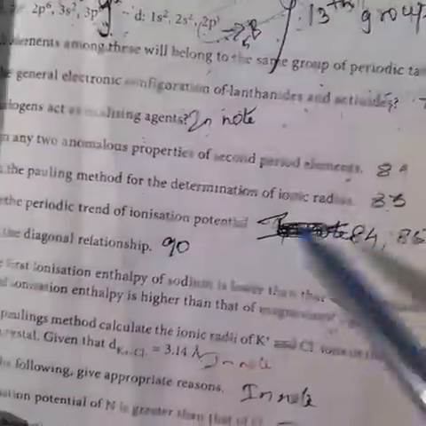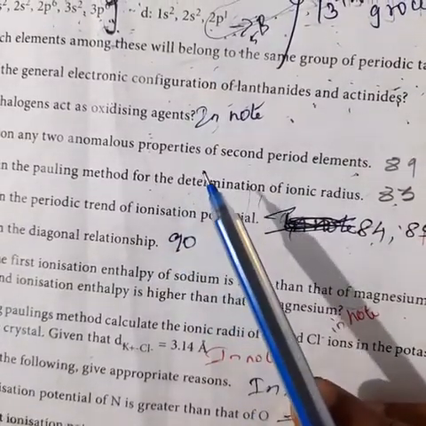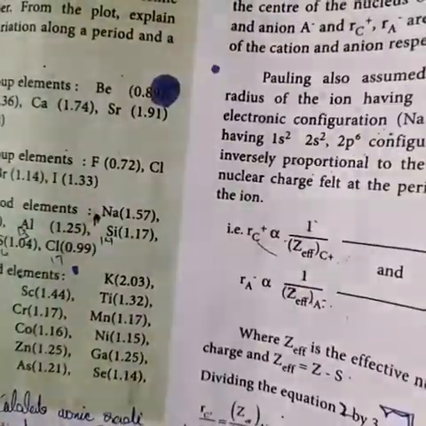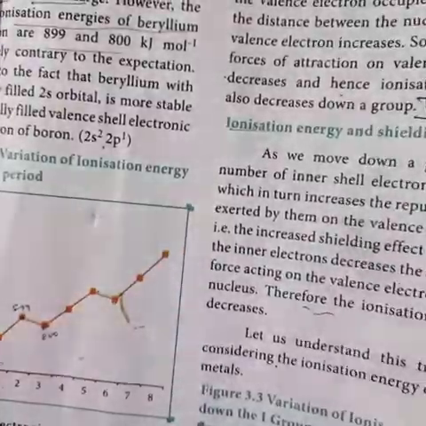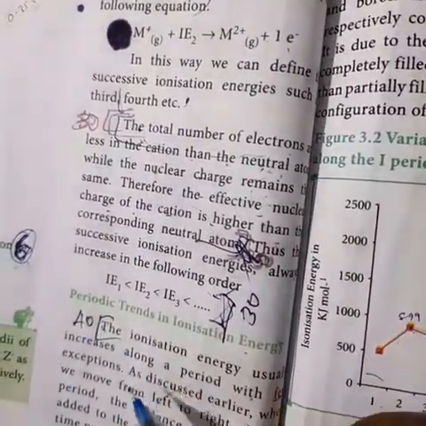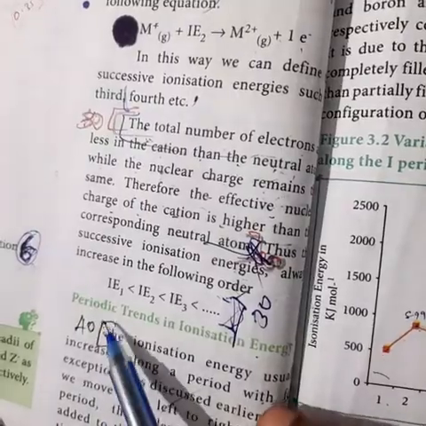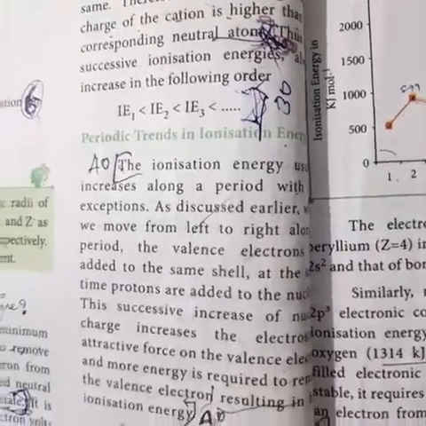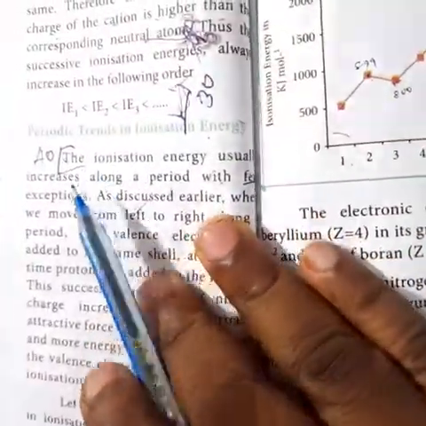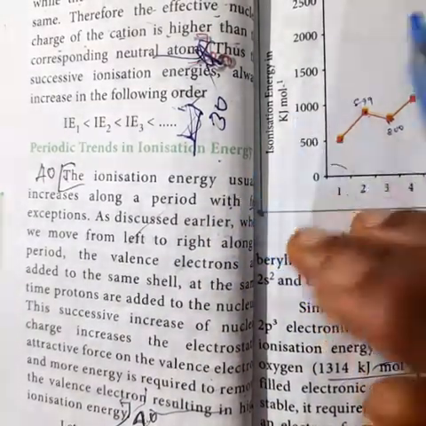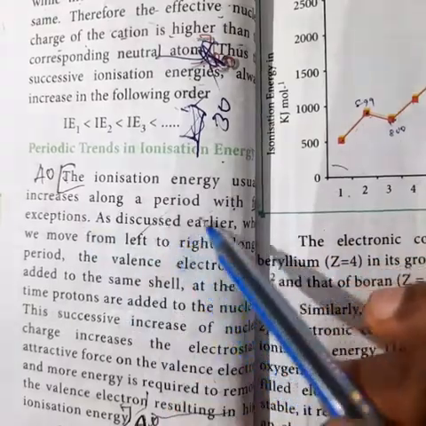Explain the periodic trend of ionization potential. Page number 84 and 85. So, periodic trends of ionization energy, along the periods and along the group. Here you have to mark the periodic trends in ionization energy. Ionization energy increases along the period with few exceptions.